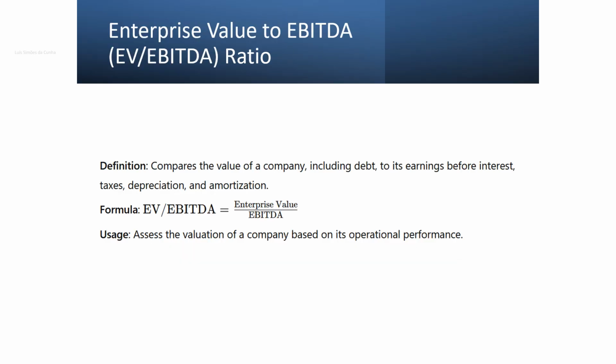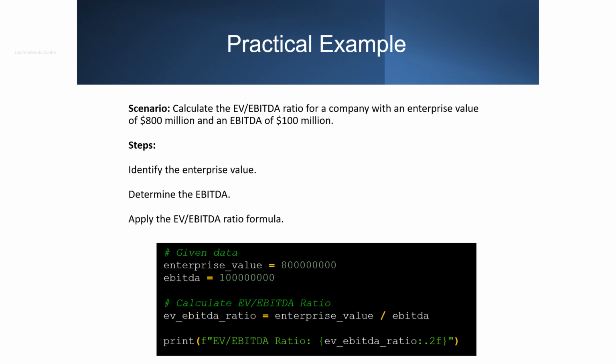The enterprise value to EBITDA, or EV/EBITDA, ratio compares the value of a company, including debt, to its earnings before interest, taxes, depreciation, and amortization. This ratio helps assess the valuation of a company based on its operational performance. Let's calculate the EV/EBITDA ratio for a company with an enterprise value of $800 million and an EBITDA of $100 million. By applying the formula, we determine the EV/EBITDA ratio to be 8.